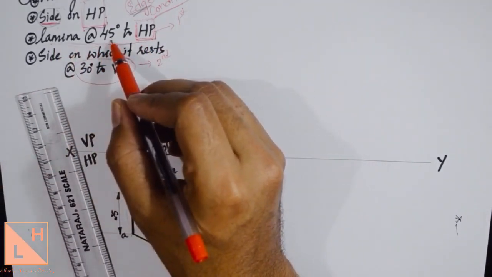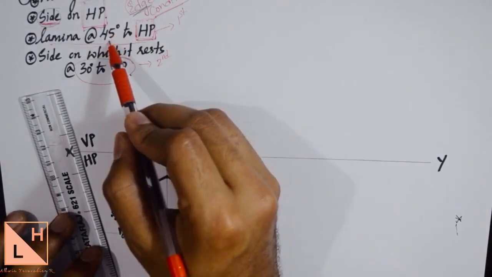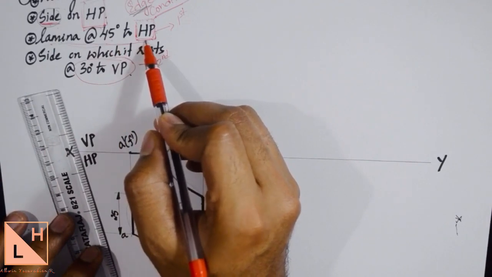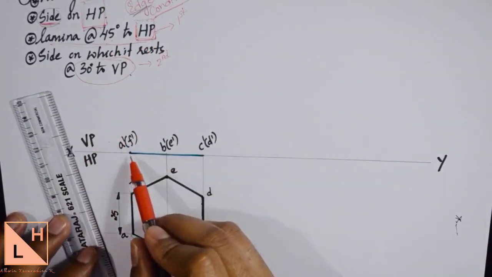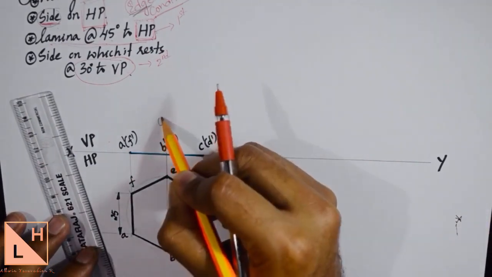Lamina makes 45 degree to HP, which means that you need to incline this angle in the VP, because angle with HP will be visible in the other plane, that is VP. Right now in VP the plane is looking like a line, which is at what angle? It is at an angle of 0 degrees.